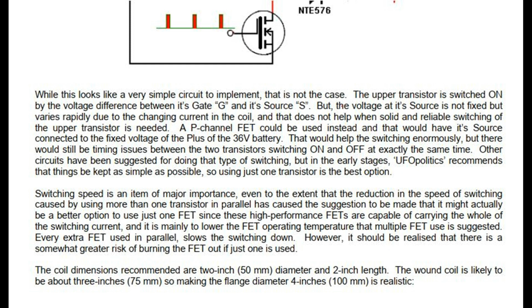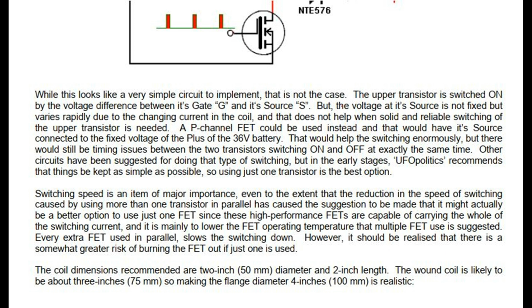Switching speed is an item of major importance, even to the extent that the reduction in the speed of switching caused by using more than one transistor in parallel has caused the suggestion to be made that it might actually be a better option to use just one FET, since these high-performance FETs are capable of carrying the whole of the switching current, and it is mainly to lower the FET operating temperature that multiple FET use is suggested. Every extra FET used in parallel slows the switching down.